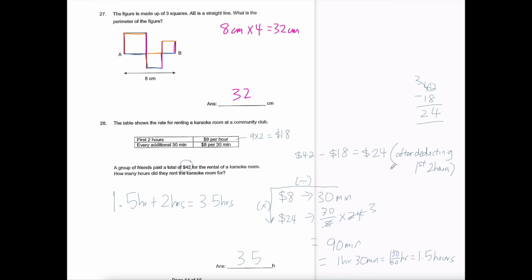Very straightforward. Minus away the first 2 hours, then find out how much time the remaining $24 covers. We found out it's 1.5 hours, so we have to add it. Okay, let's move on to question 29 together.